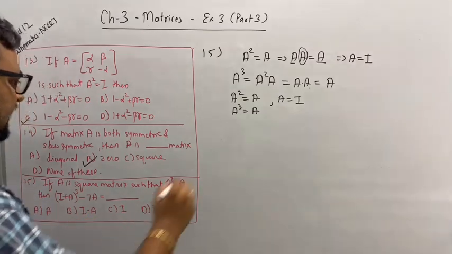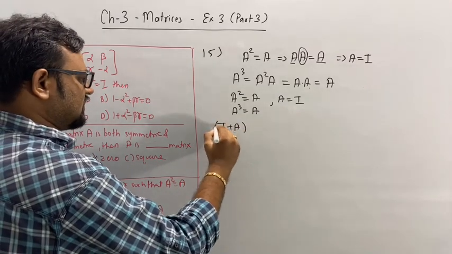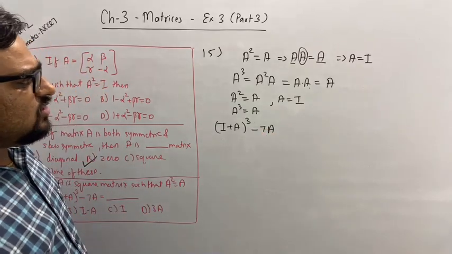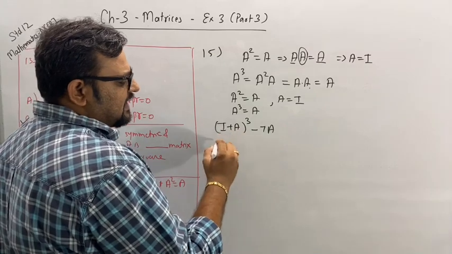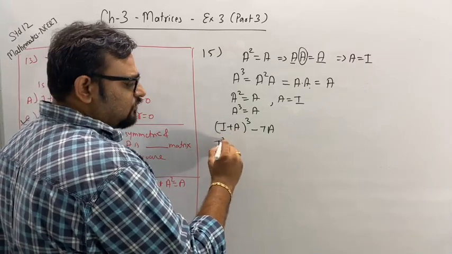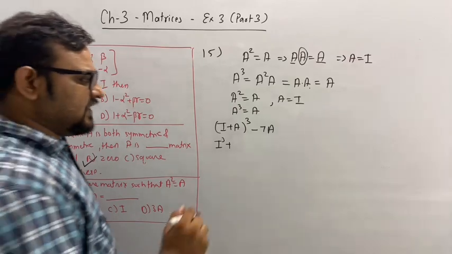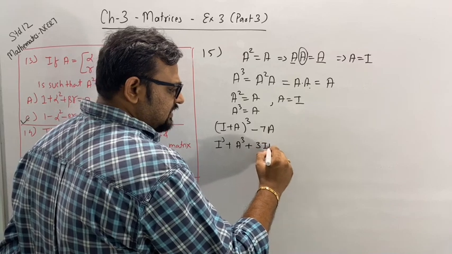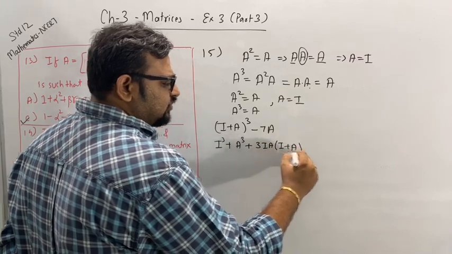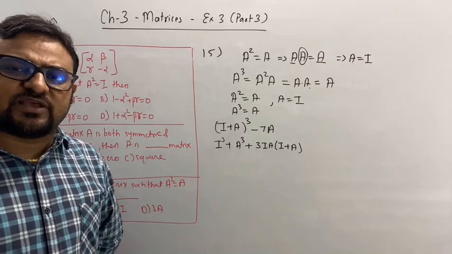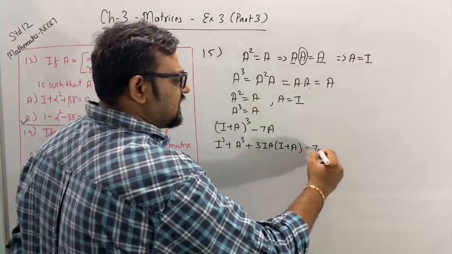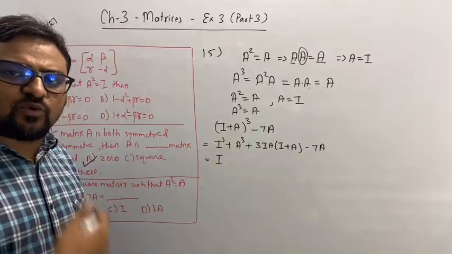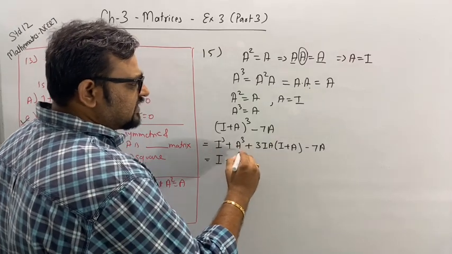Now let's find it out. I plus A whole cube minus 7A. Clear? So now what will we get? The formula for A plus B whole cube is A cube plus B cube plus 3AB into A plus B. So I plus A whole cube minus 7A equals I cube plus A cube plus 3I into A plus A into I, minus 7A. I cube will always be equal to I, and what is A cube? A.